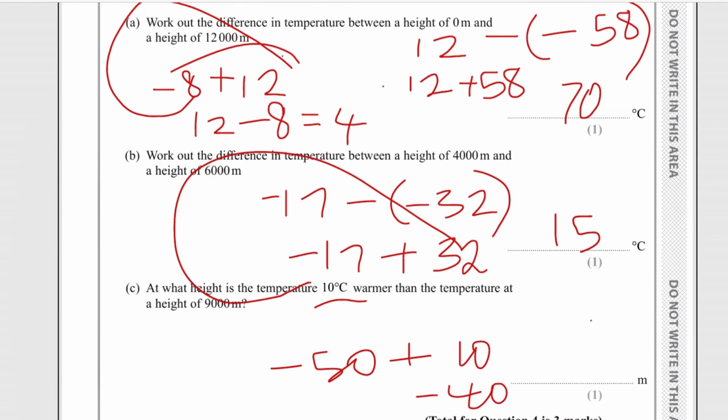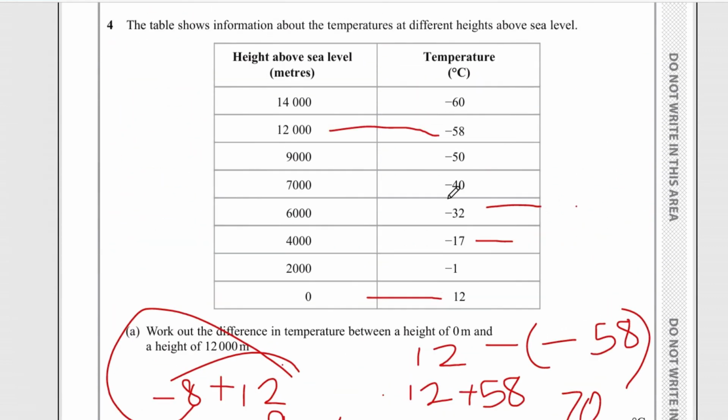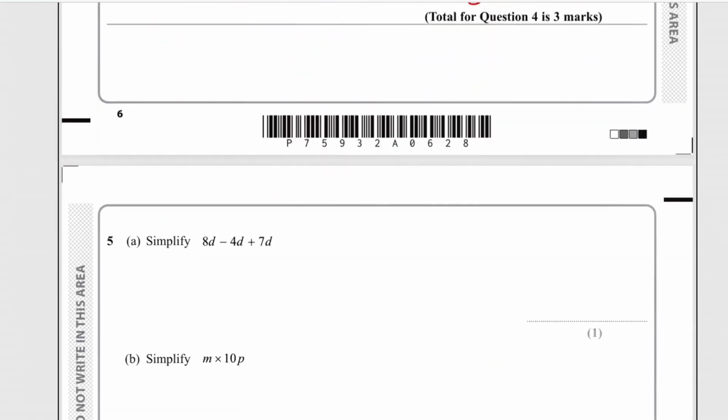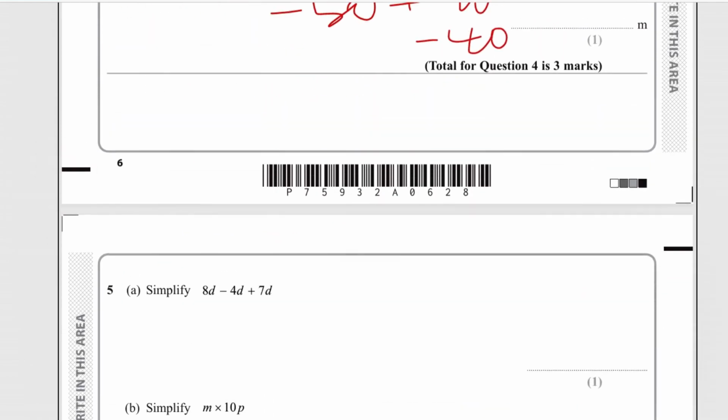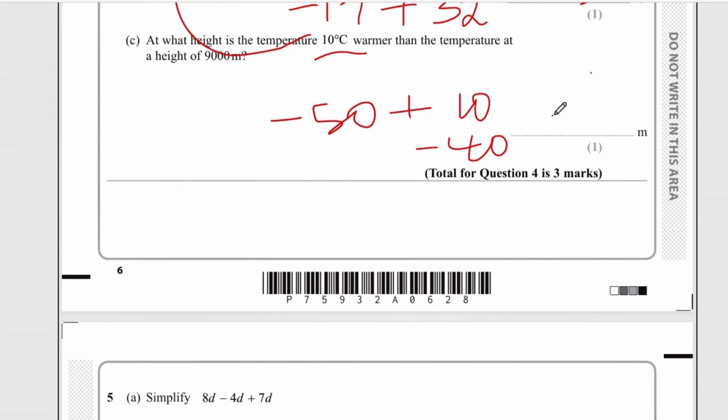Which temperature works at negative 40? Oh yeah, we can see. So that's going to be this one, 7,000 meters. So that will be 7,000 meters. Yes. I hope you understand. You can always take the video back anytime you don't understand it.